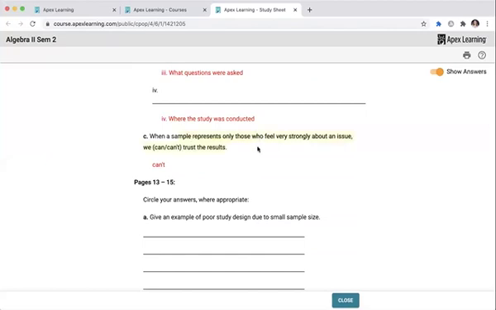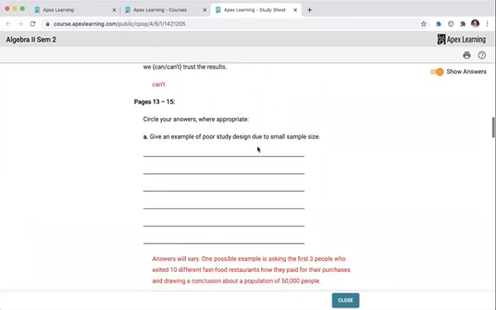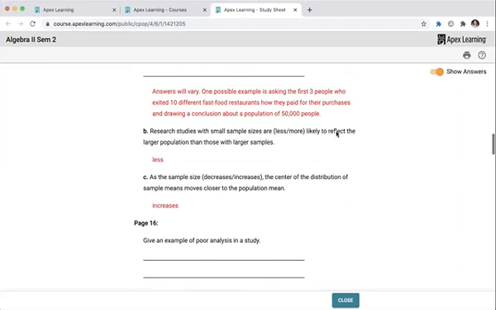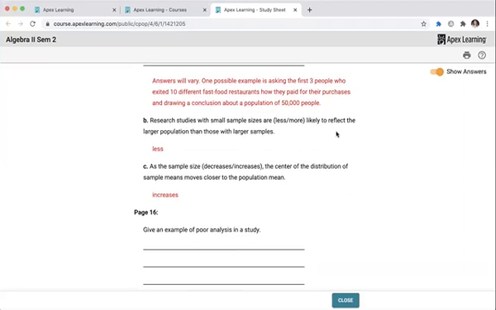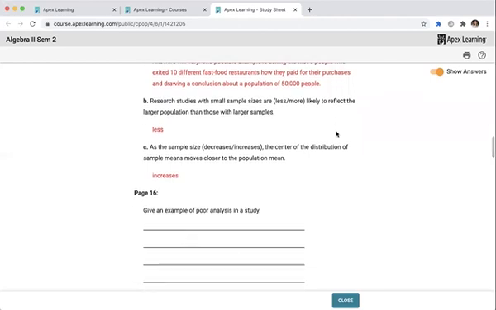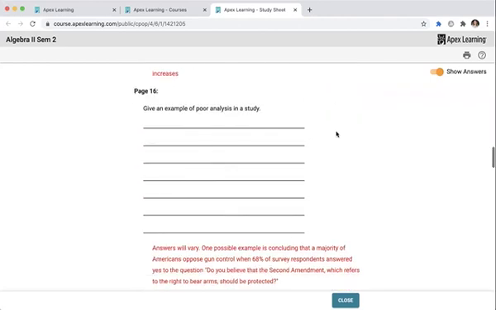And if a sample represents those who feel strongly about an issue, we cannot trust the results. We cannot trust their results, and the reason is that they're inputting their bias. Some of the things we talked about were, of course, poor study design due to small sample size. So what happens and why does that happen? If they have a small sample size, they are less likely to reflect the true feelings.